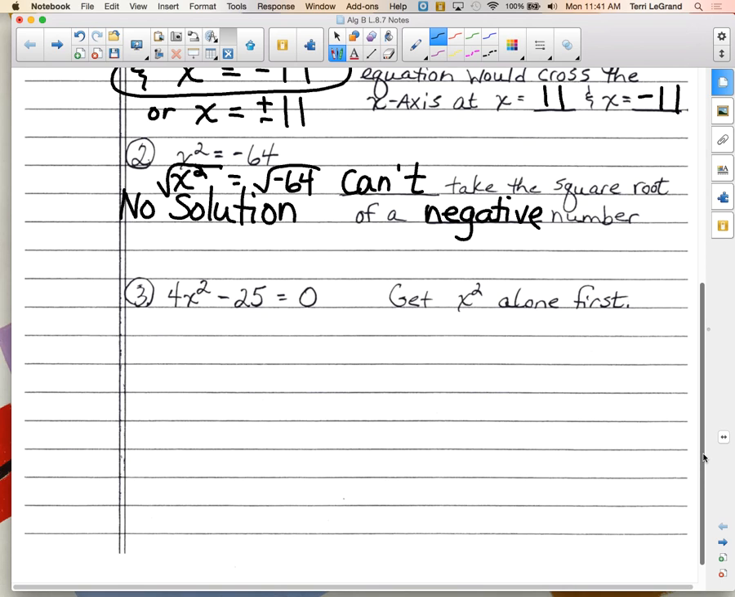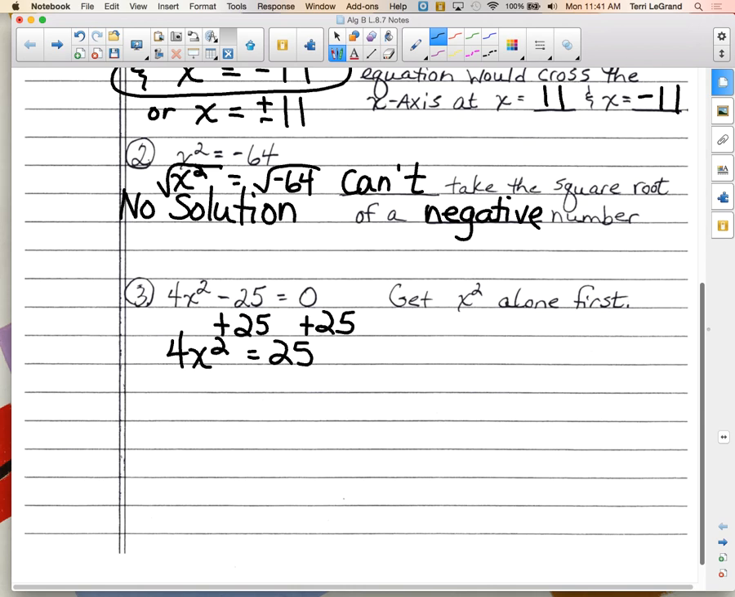Okay, so number 3. The first thing we need to do in this one is get the x squared term alone, because then we can take the square root of both sides. Are there any x's in this one, just good old x's? Are there any bx's in this one? No. So what we're going to do is add 25 to both sides, because then we'll have 4x squared alone, and we'll have 25 on the other side.